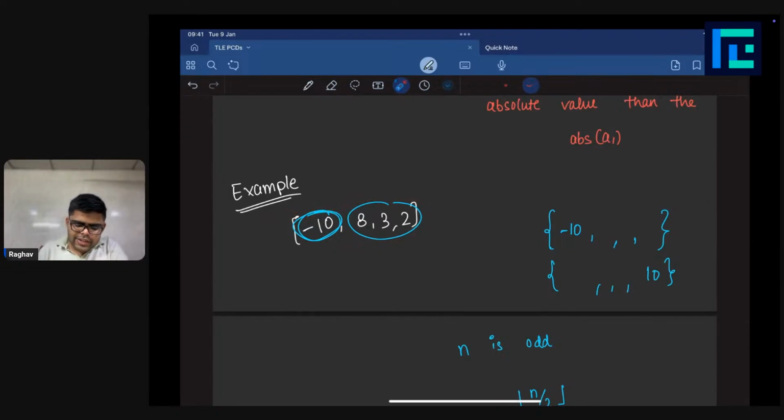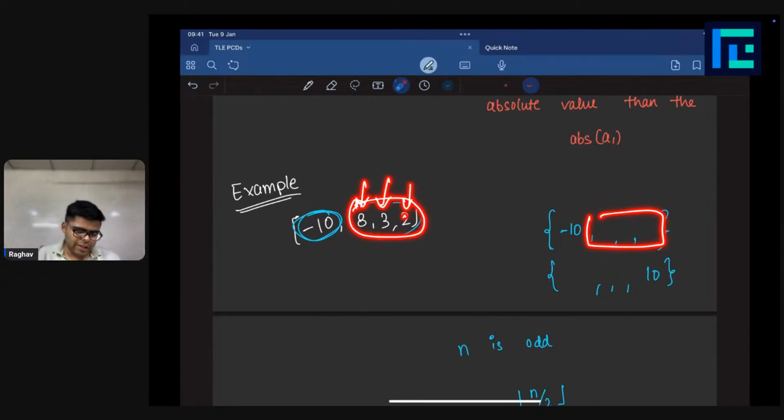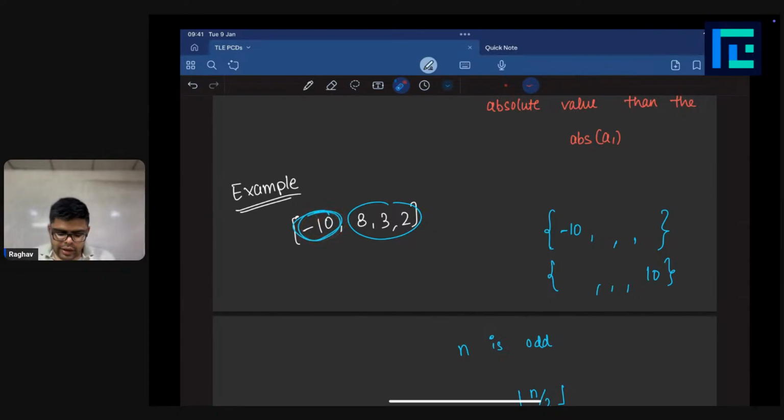So I took an example where we will never be able to make the first guy median, because here all the people are smaller than the first guy. So if you just don't apply the operation on this guy, then all the other people would be greater than -10. No matter whether you apply the operation on these people or not, they will always remain greater than -10. Next, if you apply the operation on -10, then no matter whether you apply it on these people or not, they will always be smaller than 10.